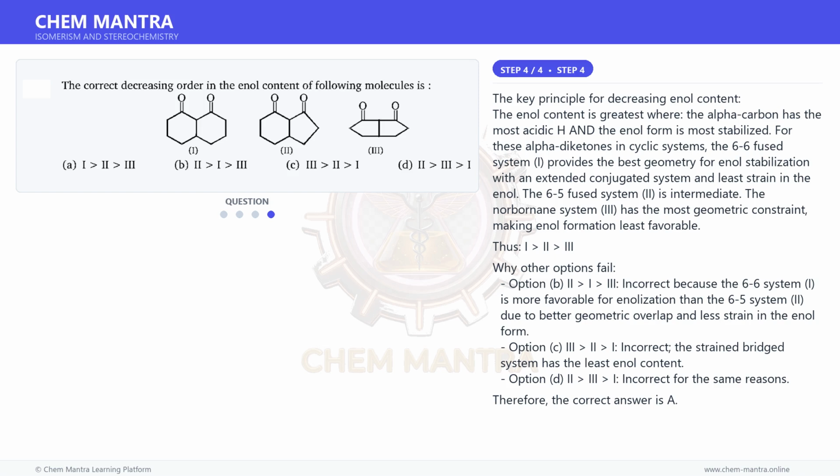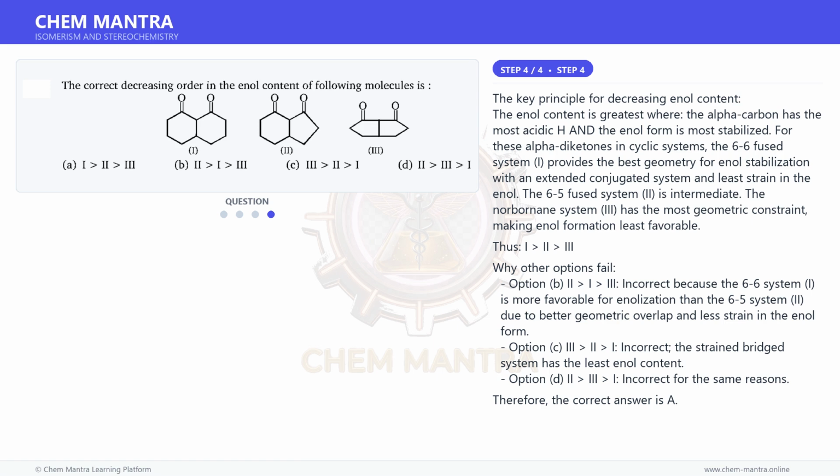And for the final step, the key principle for decreasing enol content. The enol content is greatest where the alpha carbon has the most acidic H and the enol form is most stabilized. For these alpha diketones in cyclic systems, the 6-6 fused system, I, provides the best geometry for enol stabilization with an extended conjugated system and least strain in the enol. The 6-5 fused system, 2, is intermediate. The norbornane system, 3, has the most geometric constraint, making enol formation least favorable.